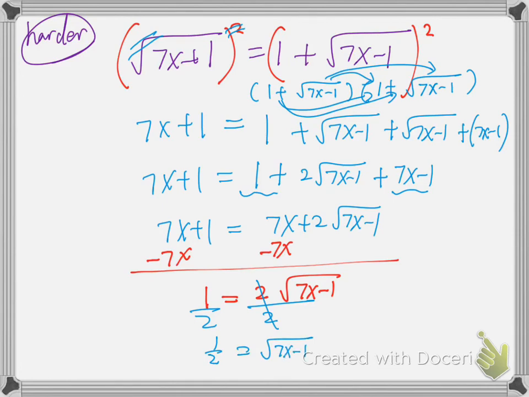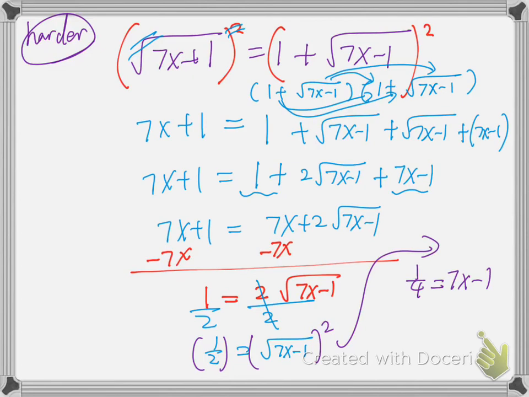Now we can take the second power again to cancel the second radical sign. We had two radical signs in the beginning, right? When you take the second power in the beginning, you only cancel the one on the left. So taking the second power, we get a new equation: 1/4 is 7x minus 1.